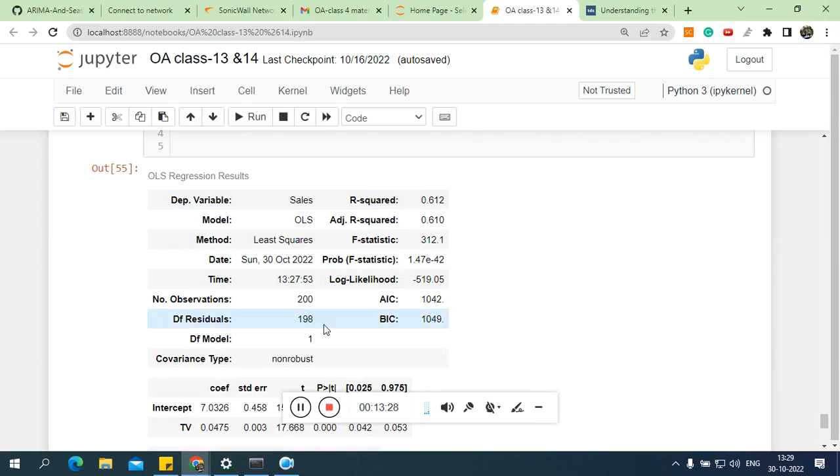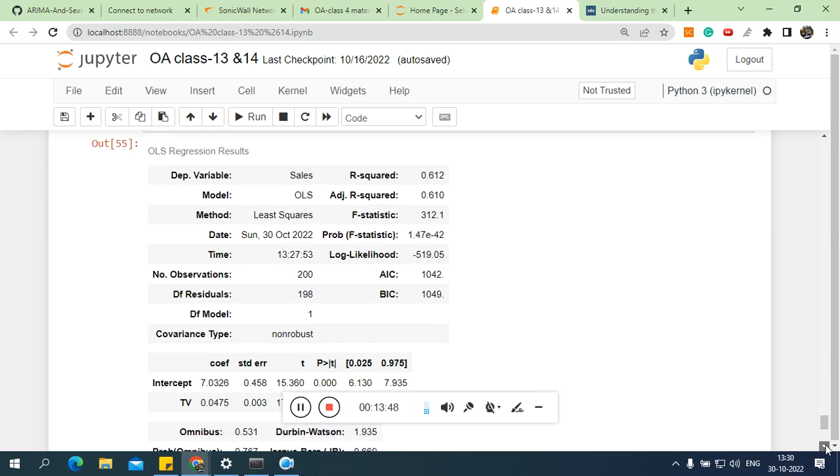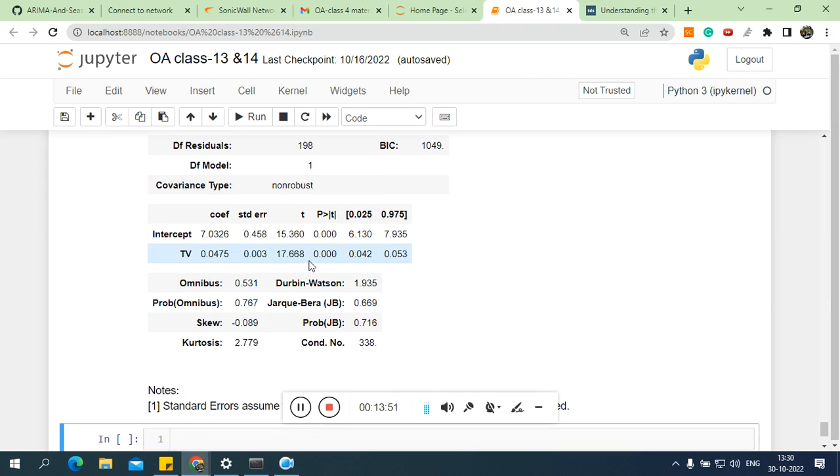0.612. Okay, but when someone asks, tell me what is the probability? Probability means here less than 0.05, obviously. That is written now as 1.47 e raised to minus 42 or something. So that is negative. Okay, now again I go down. Here you can see the exact probability. It means the probability is less than 0.05, which means TV advertisement significantly affects sales.